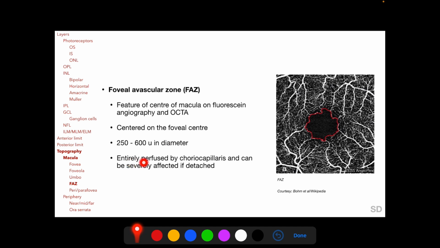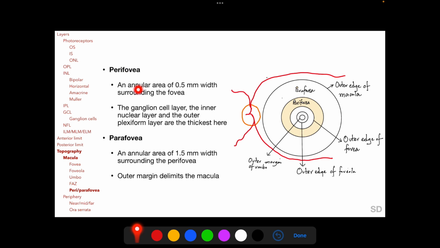It is entirely perfused by choriocapillaries and does not receive any blood supply from the retinal circulation, and thus can be severely affected if the retina gets detached in this region. The perifovea is an annular area of 0.5 mm width surrounding the fovea. Here the retina is thickest because the ganglion cell layer, the inner nuclear layer and the outer plexiform layer are the thickest here, because of the centrifugal displacement which we have discussed.